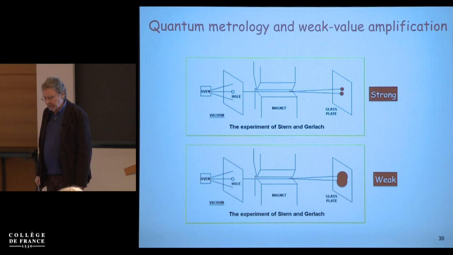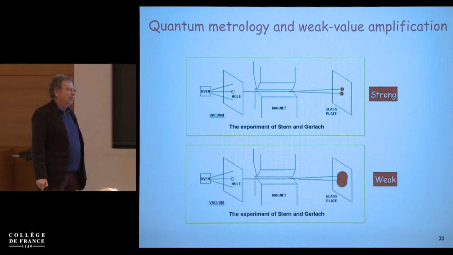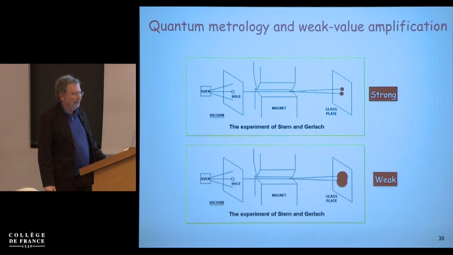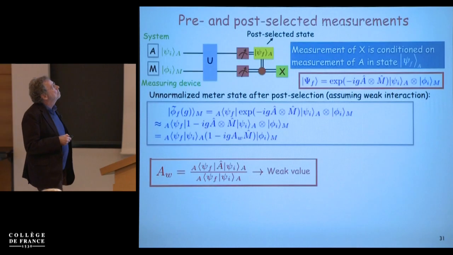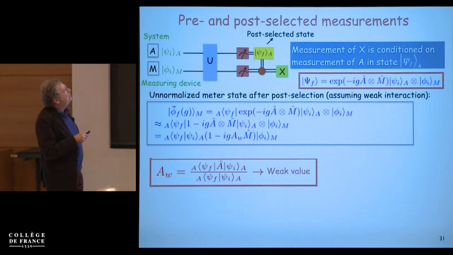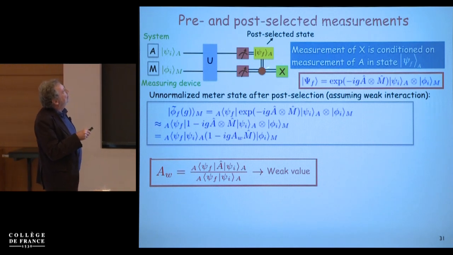So the idea of weak value amplification, which was proposed a long time ago by Yakir Aharonov and collaborators, is the following. You do a post-selected measurement. What does it mean? You see, here we have the scheme we had before, but now we added this branch here.